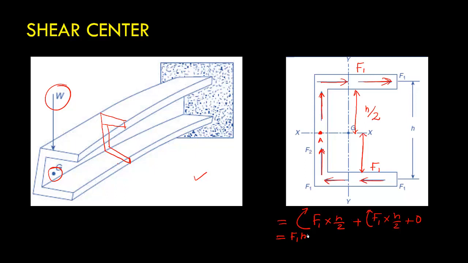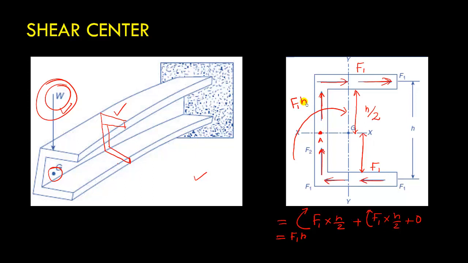Remember, we don't have to take the moment of W because we are considering this section, and the effect of W we have already considered, that is the forces generated on this section. So now if you see the moment on this section, we have a moment that is F1 times h, and this will try to rotate or twist this section in a clockwise fashion.